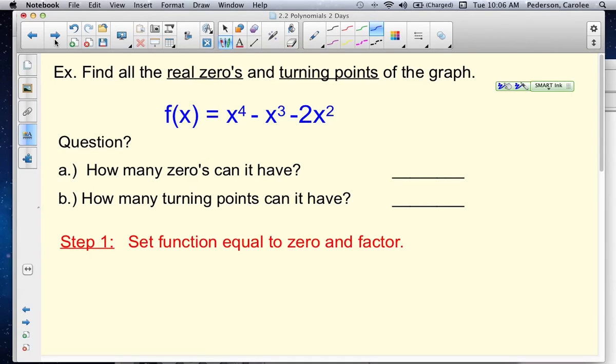Here's our last example. We give you a function, and I just want you to think in your head, you don't need to write them down, these 2 questions. How many zeros can this function have, and how many turning points can it have? Think to yourself. And then we're going to go ahead and find those zeros on this smartboard. Please write down the function, though, for this example.